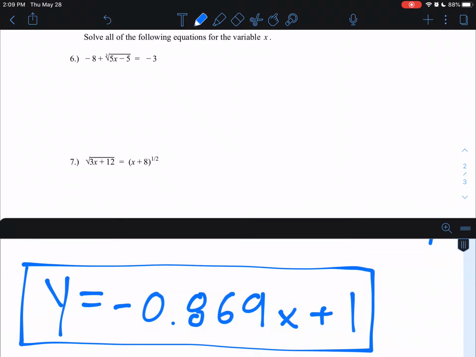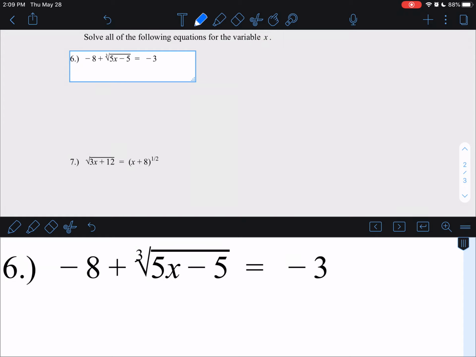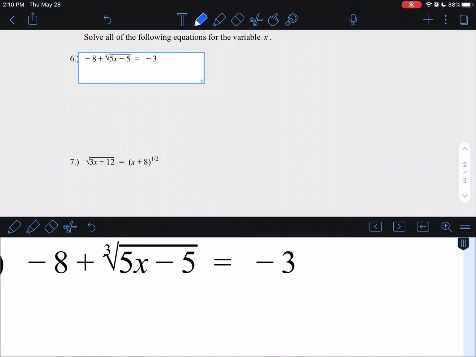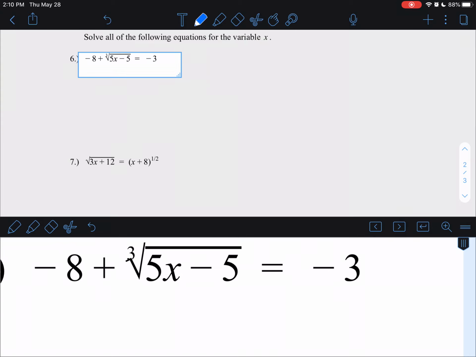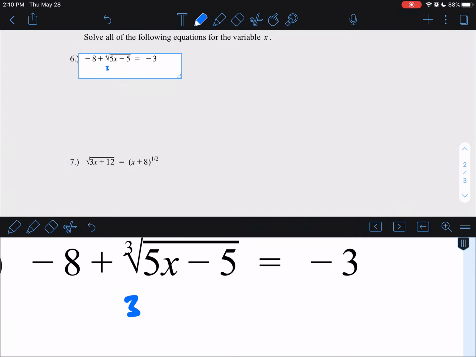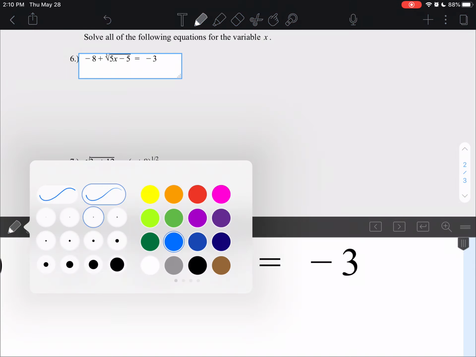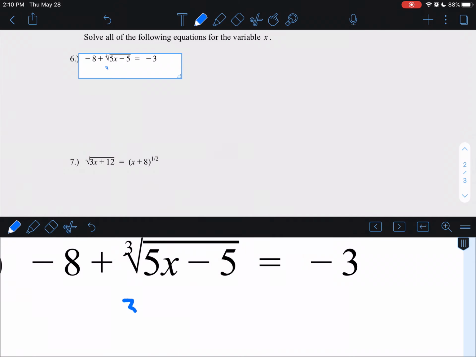So let's see. Number 6, I have negative 8 plus the cubed root of 5x minus 5 equals negative 3. So the first thing I want to do is get the radical by itself. I'm going to add 8 to both sides. So that gives me the cubed root of 5x minus 5 equals 5.